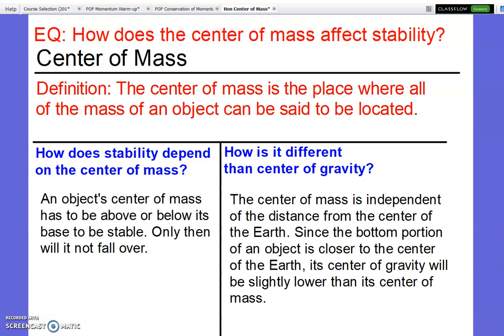Now, sometimes you'll see the word center of gravity used interchangeably with center of mass. And there is a slight difference between the two. The center of mass is independent of the distance from the center of the Earth. Since the bottom portion of an object is closer to the center of the Earth, the center of gravity will be slightly lower than its center of mass.